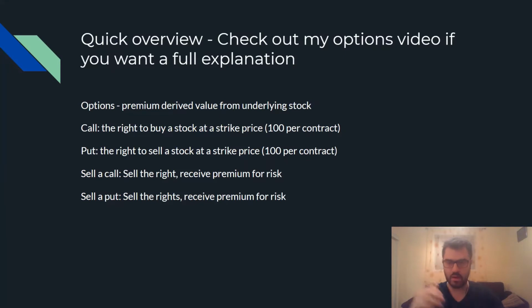First of all, I'm just going to talk about quickly what an option is. Again, check out the other video for a full explanation, but I'll go over a quick overview just in case this is your first time seeing it. So an option is the premium derived value from underlying stock. So when you are buying an option, you are paying that premium for a specific strike price to do what you want with it. Talk about that down the list. And if you're selling it, then you're receiving that premium because you're giving people that option.